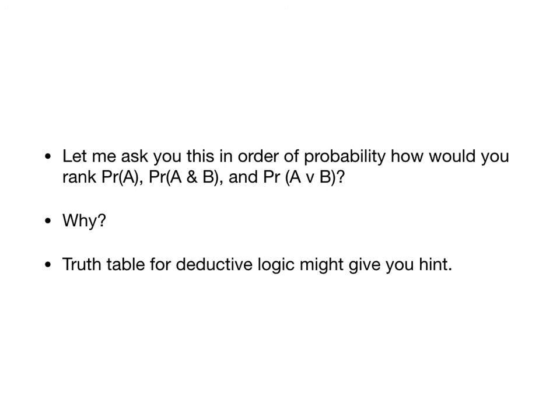Well, we're talking about inductive logic, but I think the truth table for deductive logic might give you a hint here. Ask yourself, is it easier for A to be true or A and B? And is it easier for A and B to be true or A or B, right? This disjunction. Think about that, and we'll start with these questions next lecture.